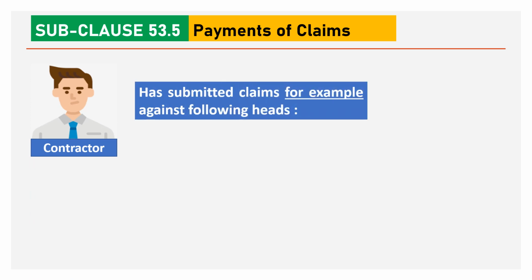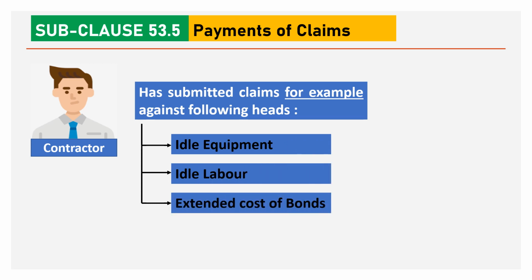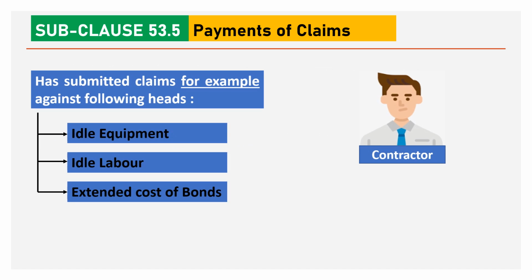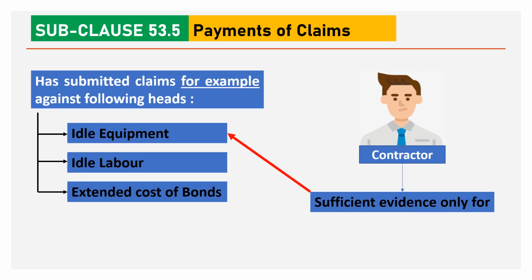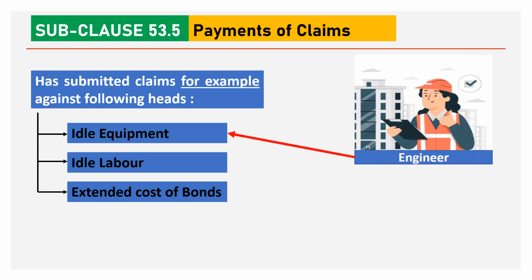For example, the contractor has submitted claims against the following heads such as idling of equipment, idling of labor, and extended cost of bonds. However, the contractor has submitted sufficient evidence for idling of equipment only. Therefore, the engineer shall certify the amount of idling of equipment only.